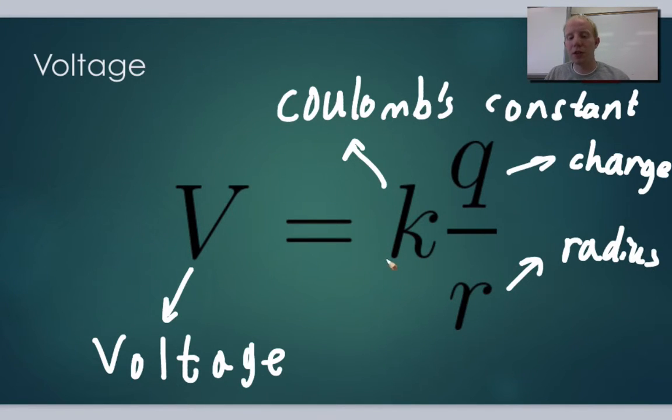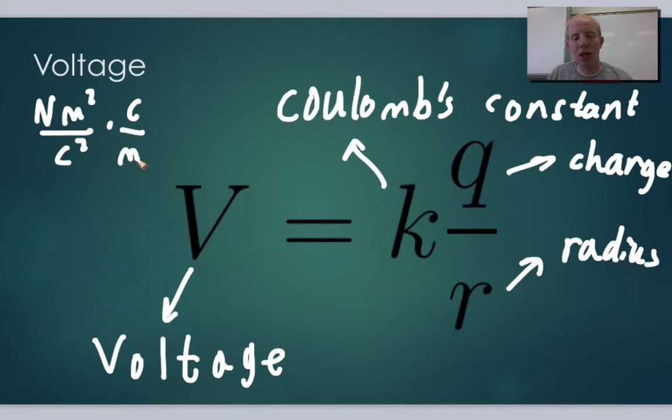But let's take a look at units really quick. If you recall, Coulomb's constant was measured in newton meters squared per coulomb squared. Charge is obviously in coulombs, and radius is in meters. So you cancel those out, and you end up with voltage measured in newton meters per coulomb, since 1 meter and 1 coulomb cancel out. And that is what we describe as V, or volts.